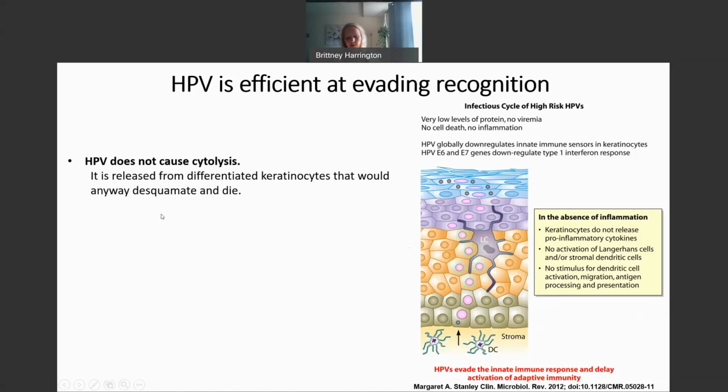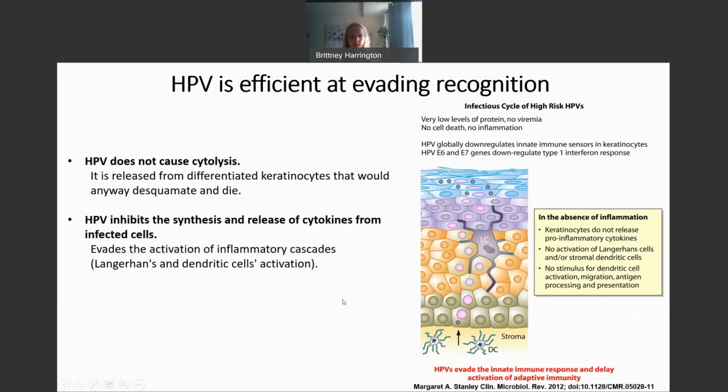So some viruses, when they infect a host cell, they proliferate and generate new copies of virus to further infection. They'll cause the cell to die or lyse, and that releases the virus particles. But because HPV doesn't need to do that, it gets a free ride. It's released at the uppermost layers of the epithelium where the keratinocytes would be dying and desquamating anyway, so they get released there.